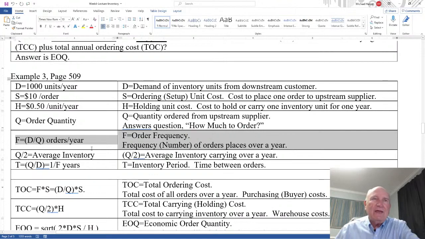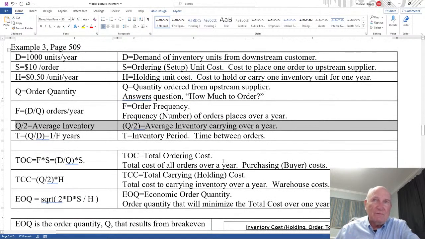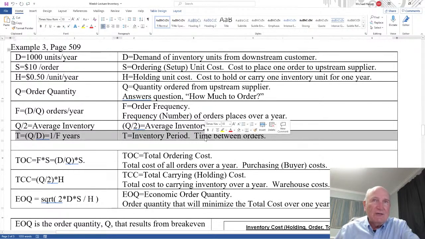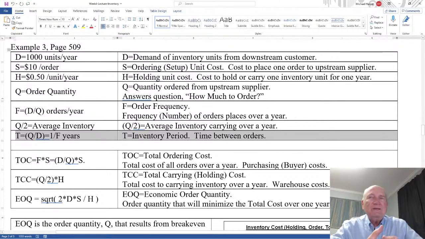Okay. Now Q over 2 represents what is called the average inventory. That's the average inventory carried over a year. Now T, Q over D, or 1 over F, this is called the inventory period, or the time between your orders. Okay. In other words, if you're ordering twice a year, well, 1 over 2 means there's a half a year between your orders.